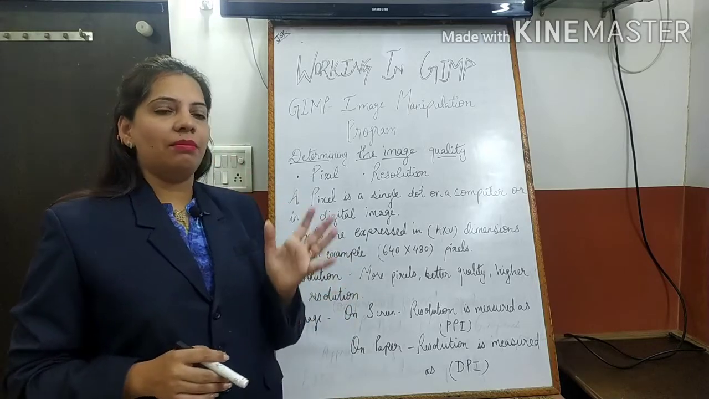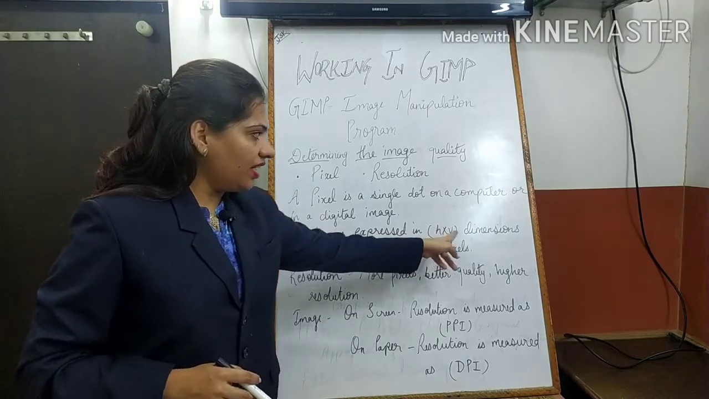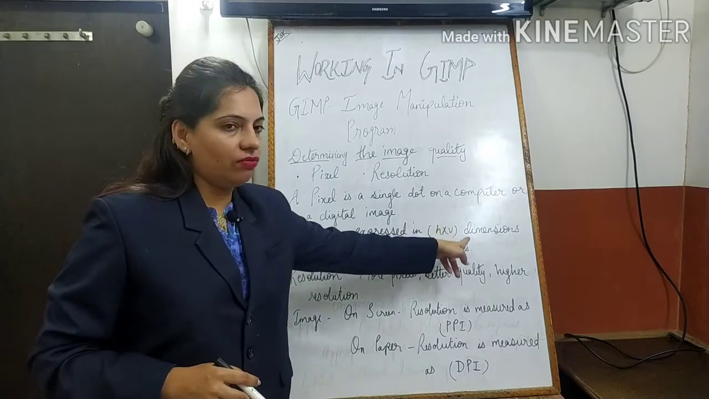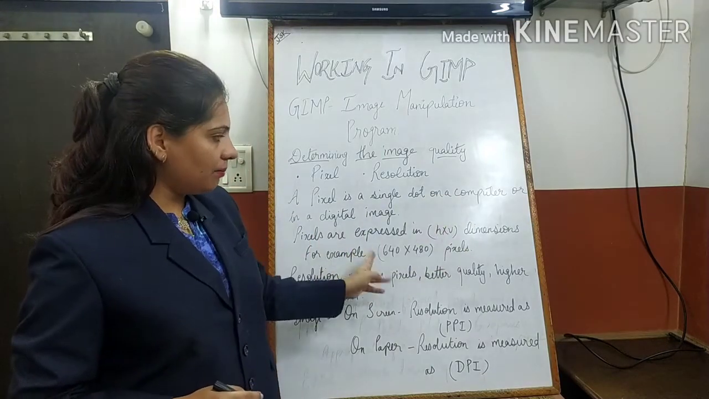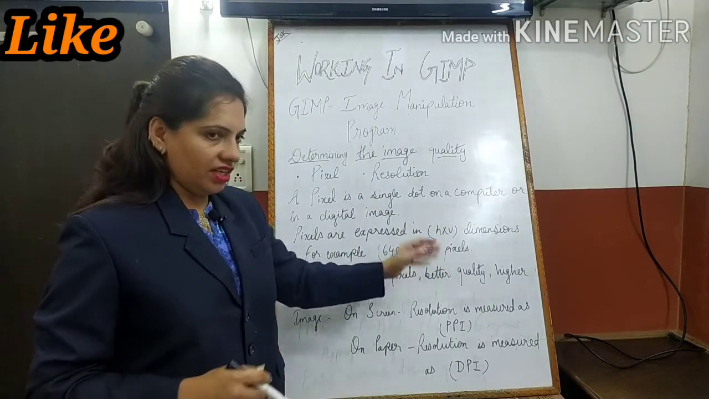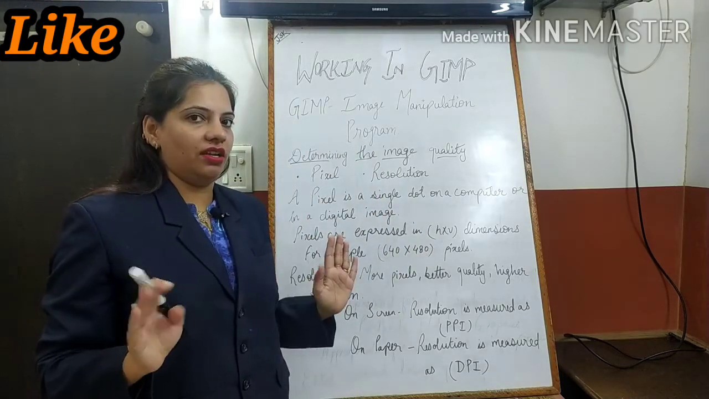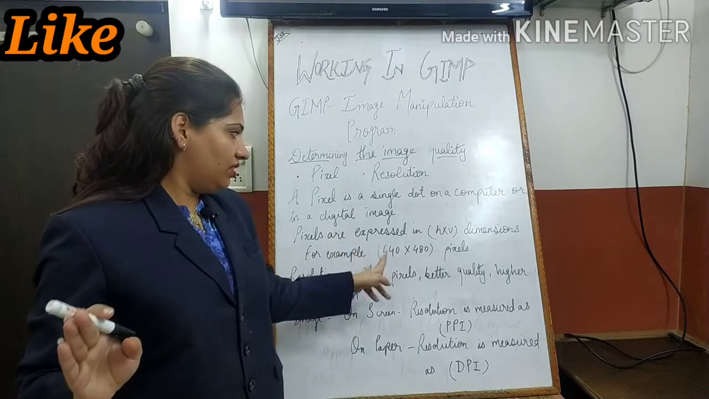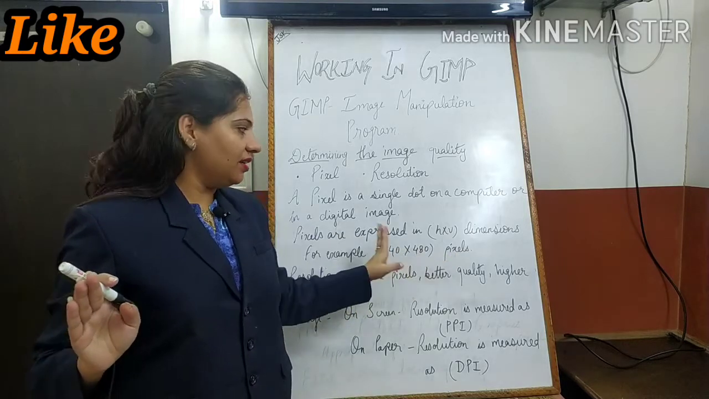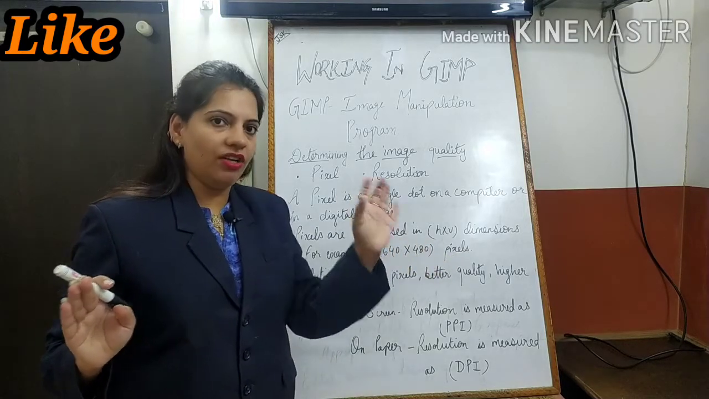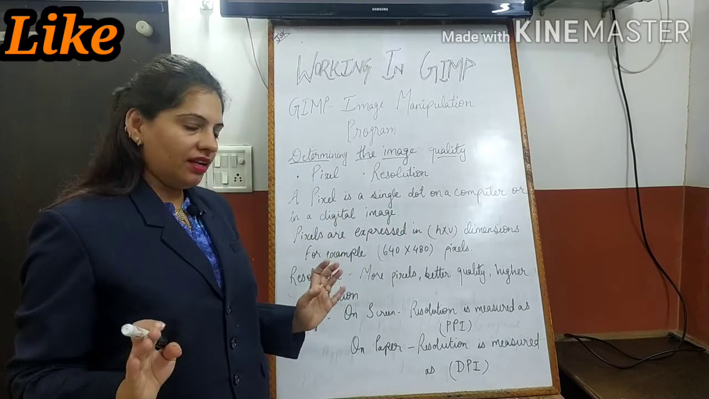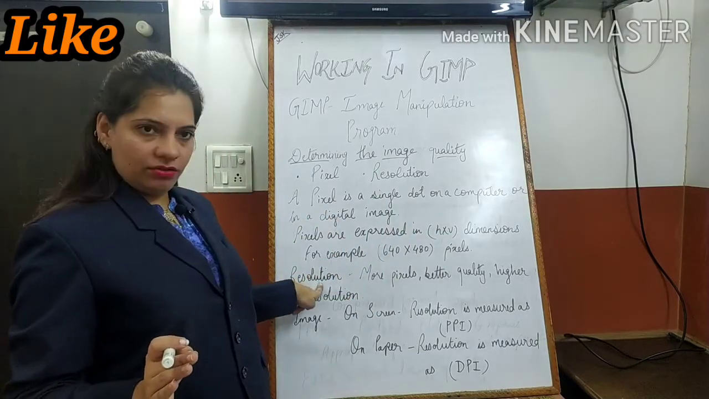Now pixels are measured in the dimensions of H into V, horizontal and vertical dimensions. For example, 640 by 480 means in one direction 640 dots are there, in another direction 480 dots are there, horizontally and vertically. So these are the pixels, and this tells that the image quality is particularly of this many pixels. Clear? Next we'll move to the resolution.